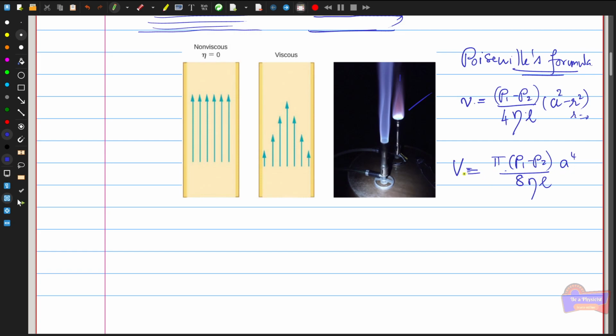Here you can see that this volume of the flow is directly proportional to the fourth power of the radius of the capillary tube, so that if the radius is increasing, the volume is increasing with the fourth power. Suppose the viscosity of the liquid is high, then the velocity will be low. Similarly, if the length of the pipe is very large, then the volume of the flow also decreases once you increase the length of the pipe.